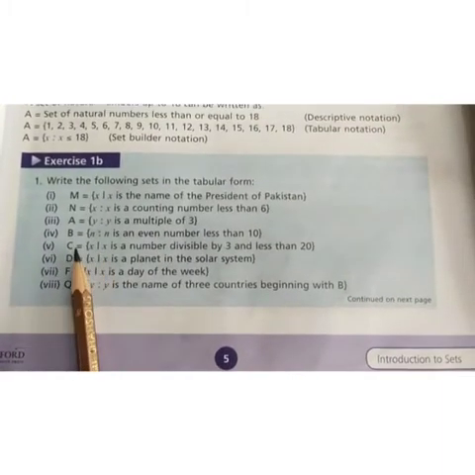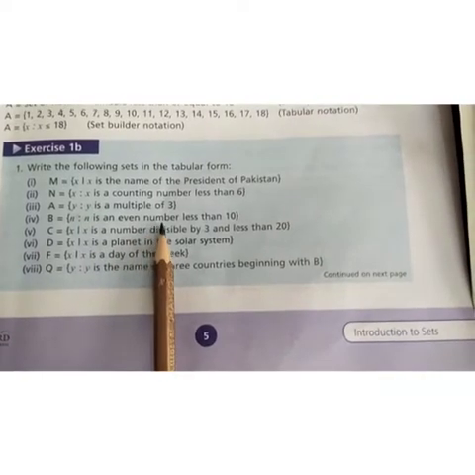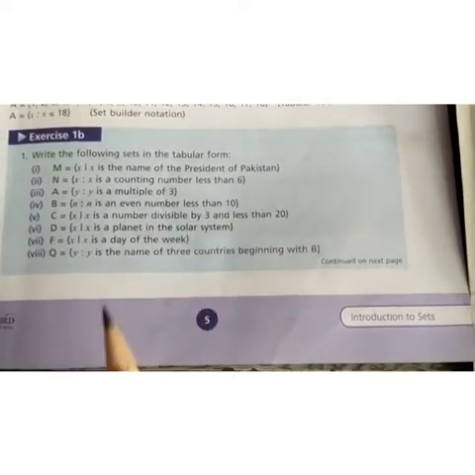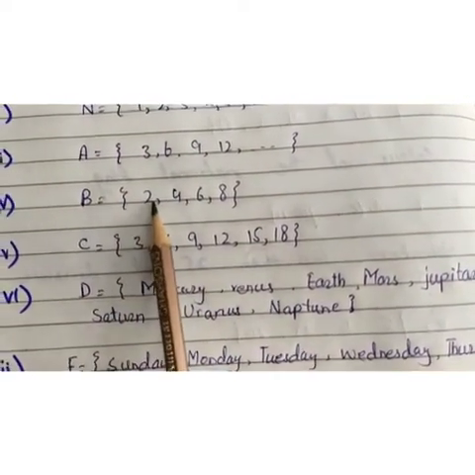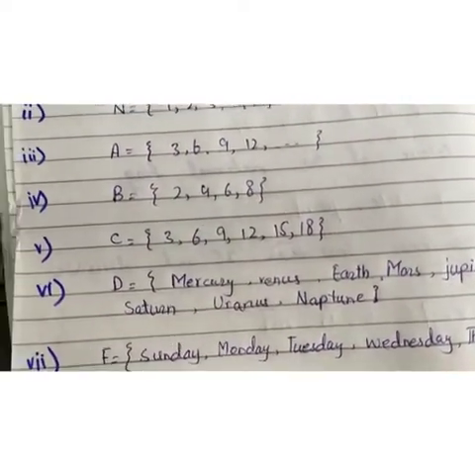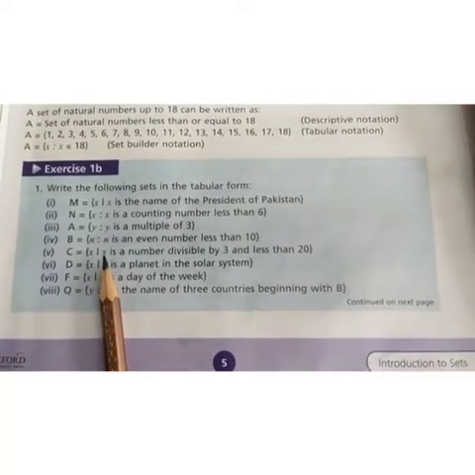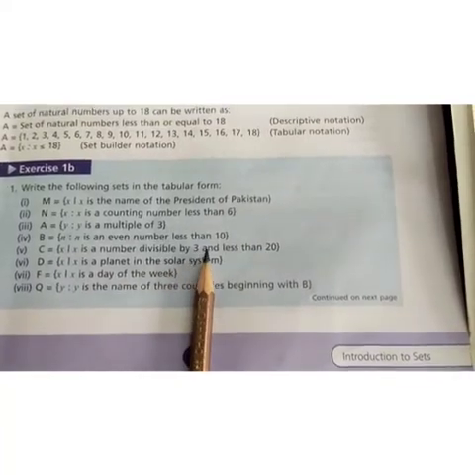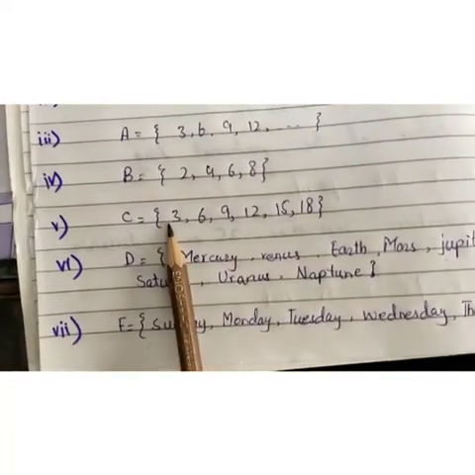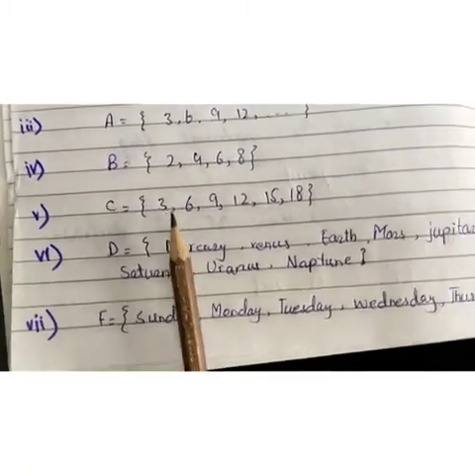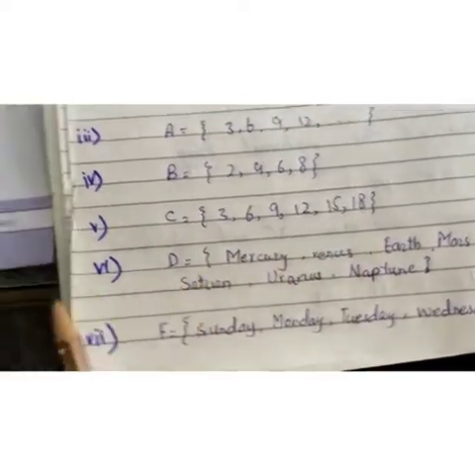Question 4. B is a set of n such that n is an even number less than 10. Even numbers that are less than 10. B is a set of even numbers 2, 4, 6, 8 that are less than 10. C is a set of x such that x is a number divisible by 3 and less than 20. Divisible by 3: 3, 6, 9, 12, 15 and 18.